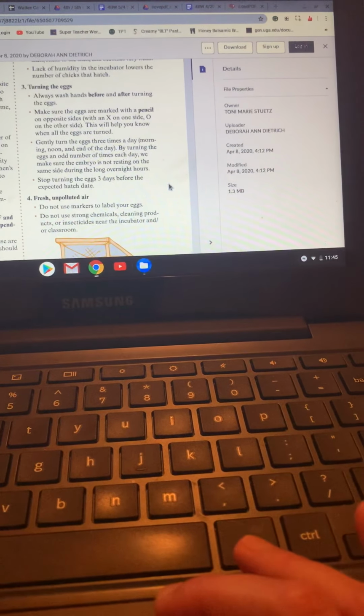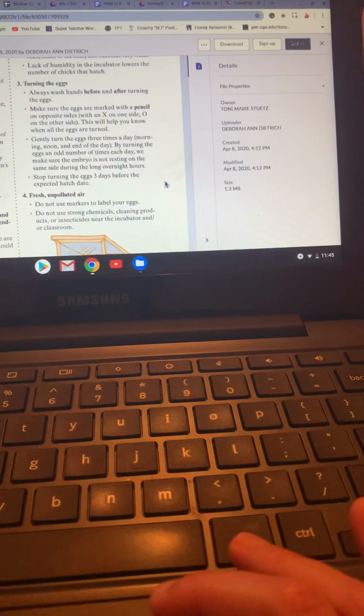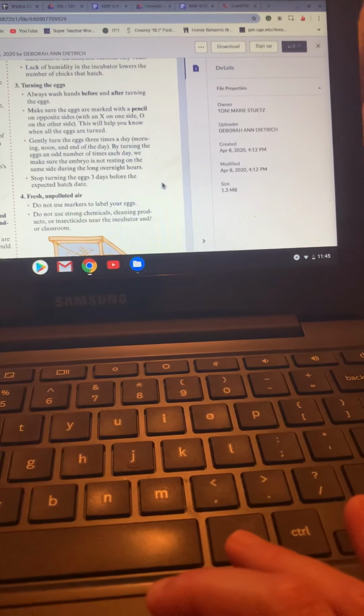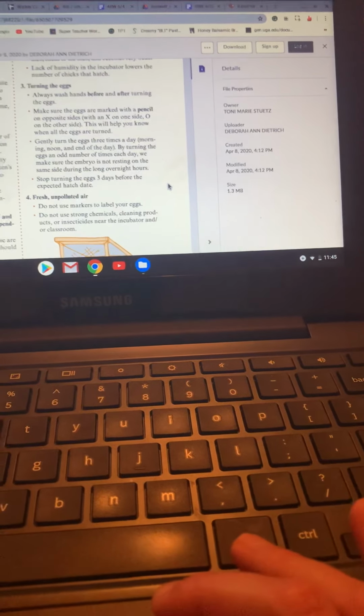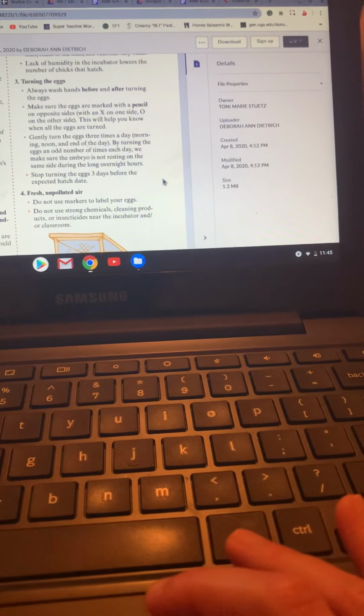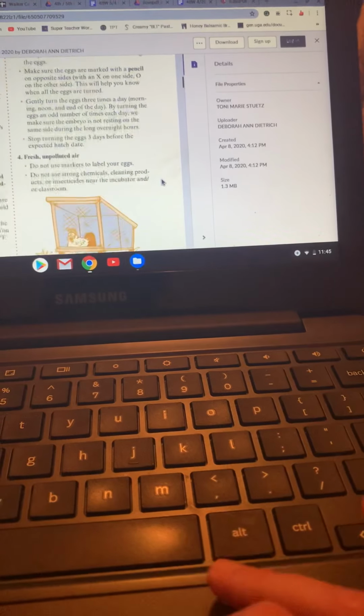Gently turn the eggs 3 times a day, morning, noon, and end of the day. By turning the eggs an odd number of times each day, we make sure the embryo is not resting on the same side during the long overnight hours. Stop turning the eggs 3 days before the expected hatch date.